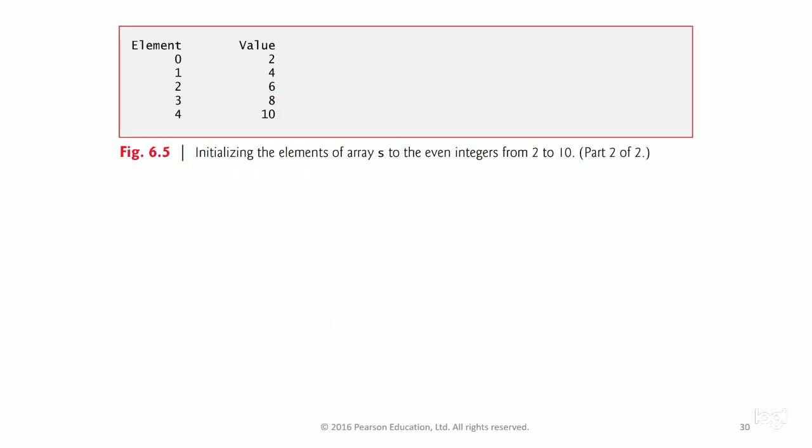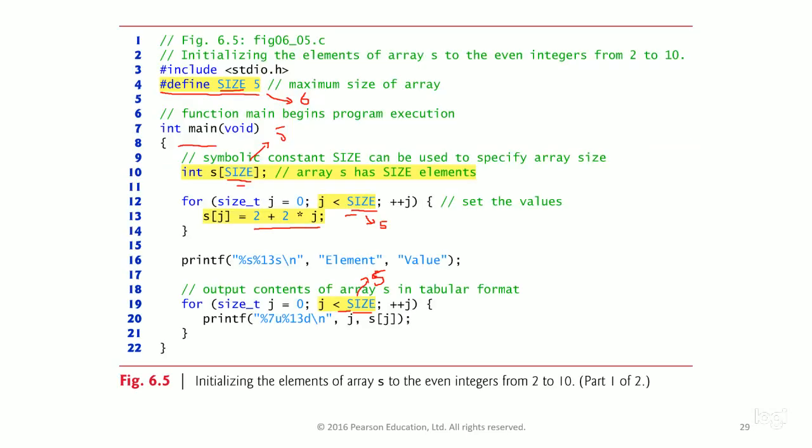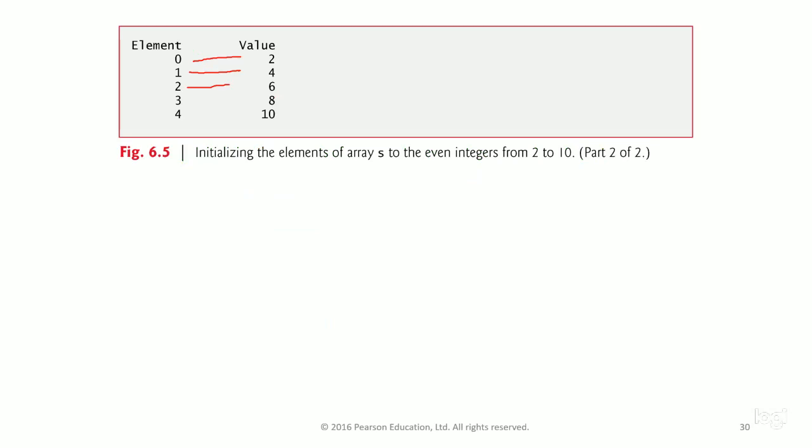So here you again see, you have element number 0 which is equal to 2, element number 1 which is 4, and so on and so forth. And why is this? Well, let's see. At j is 0, you get 2. At j is 1, you get 2 plus 2 times 1, which is 2 times 1, and that 2 gets added to 2, so that's 4. So the values that you see here are 2, 4, 6, 8, and then 10.